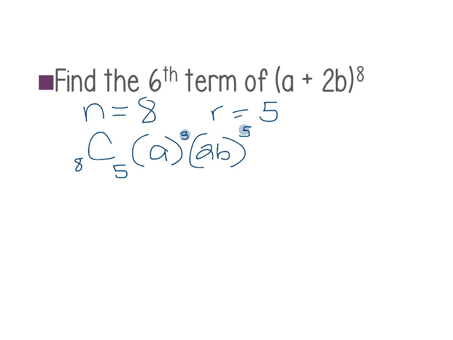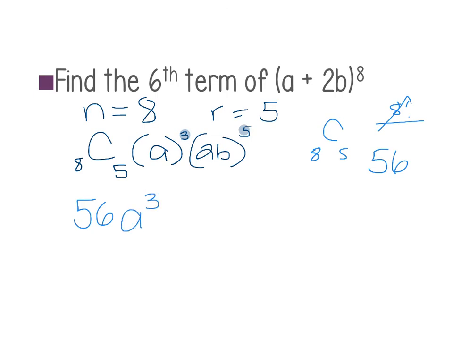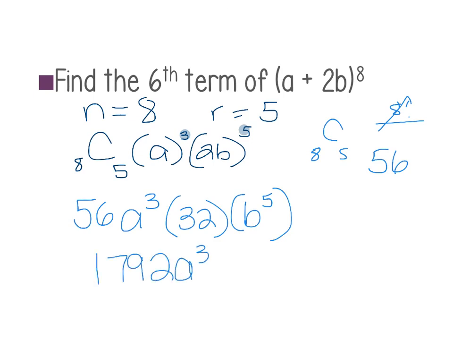So now I'm going to do C8, 5. How is a raised to the third power? Because that exponent is n minus r. So this is 8 factorial over, and I'm going to use the calculator because we're running out of time. C8, 5 is 56. So 56 times a to the third, 2 times 2 times 2 times 2 times 2, which is 32 times b to the fifth. And then 56 times 32 is 1,792, a to the third, b to the fifth.